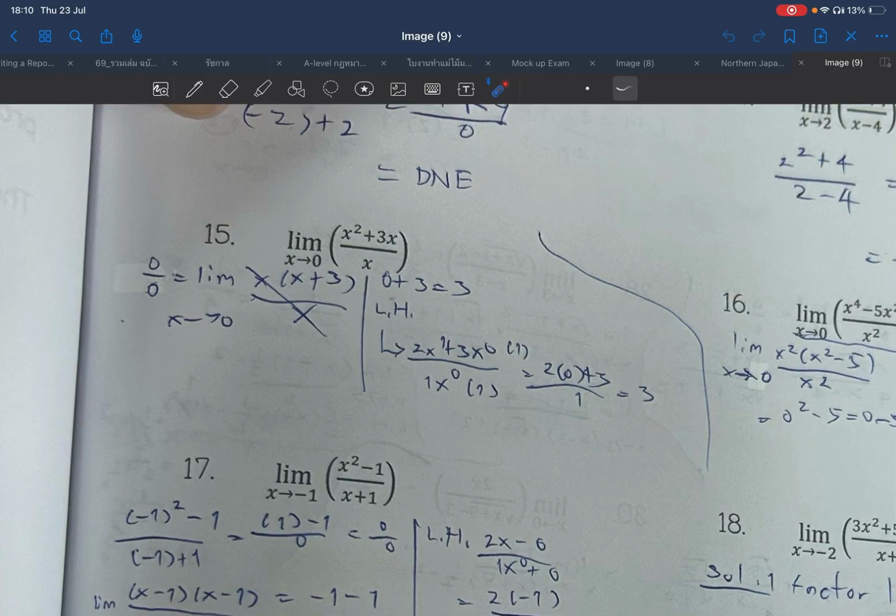And we can also use L'Hôpital's rule, where we differentiate the top and bottom with respect to x. The derivative of x² + 3x is 2x + 3, and the derivative of x is 1. Evaluating (2x + 3) over 1 as x approaches 0 will give us 3, like this one.